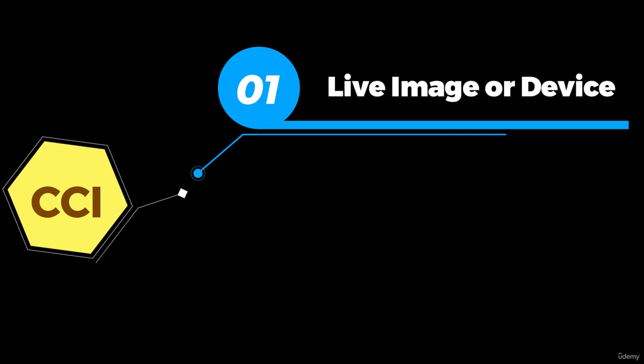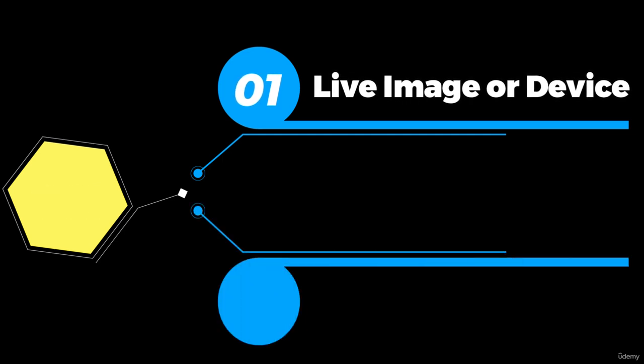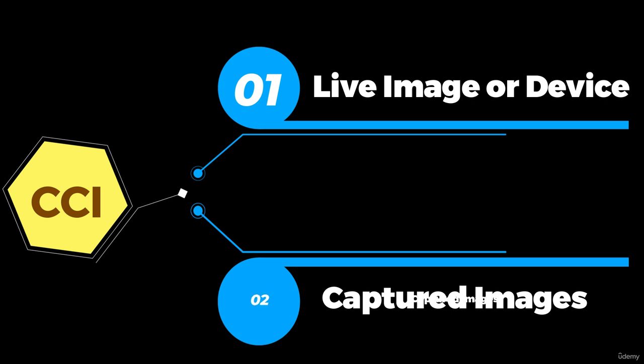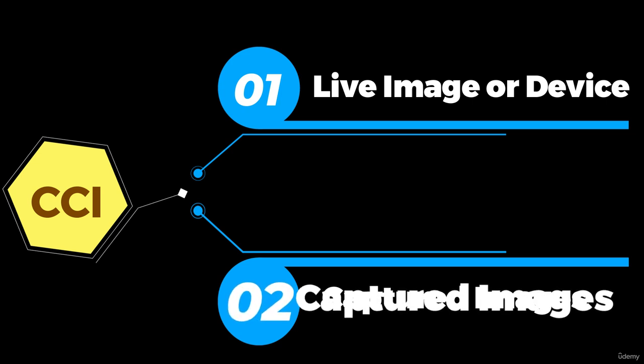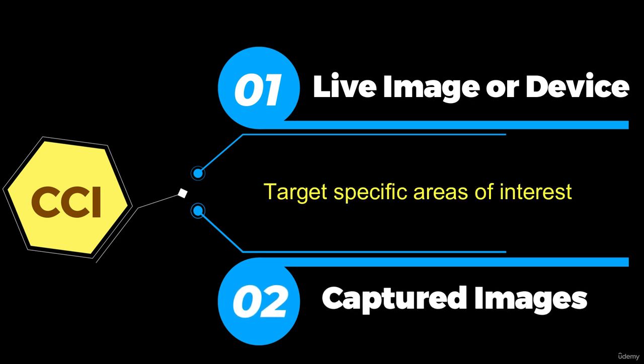So what are the benefits of using FTK Imager to acquire custom content images? Basically, there are two specific areas of interest for us. The first is that we can apply these filters against a live image or a device drive. They may also be used against your captured images. This means that you can get straight in and target specific areas of interest.